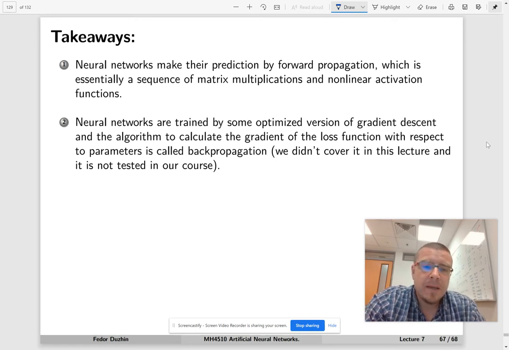So they are trained by some optimized version of gradient descent, which keeps updating these parameter values until it reaches a minimum of a loss function. And this update rule for the gradient is called backpropagation. We did not cover it in the lecture, and I did not teach you how to actually calculate the gradient of the loss function, simply because conceptually it is easy, and again it boils down to matrix multiplication, but at the same time it is very tedious.